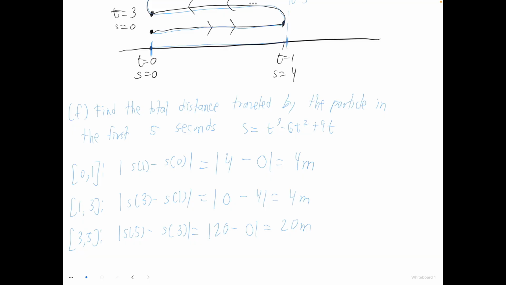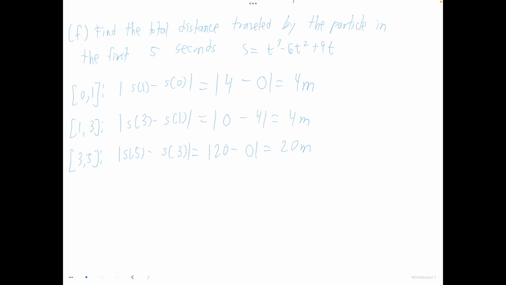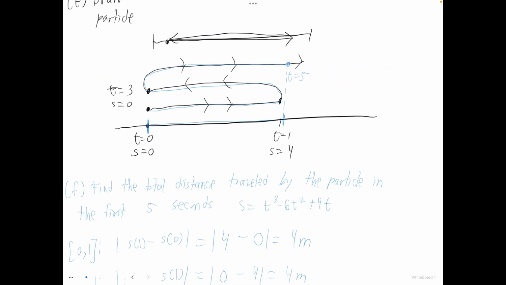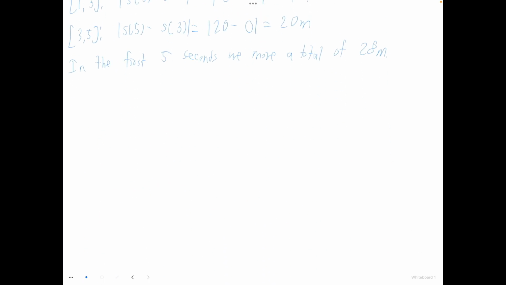And now the total distance is just the sum of these. And so in the first 5 seconds, we move a total of 28 meters. We just do 20 plus 4 plus 4. And so that's how far we move in those 5 seconds, distance-wise. And so we're not just counting the overall place we changed from 0 to 5, we're finding the whole length of that curve from 0 to 5.